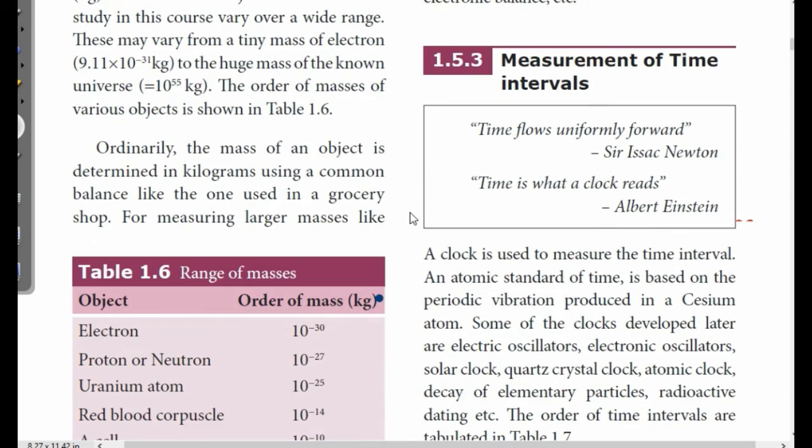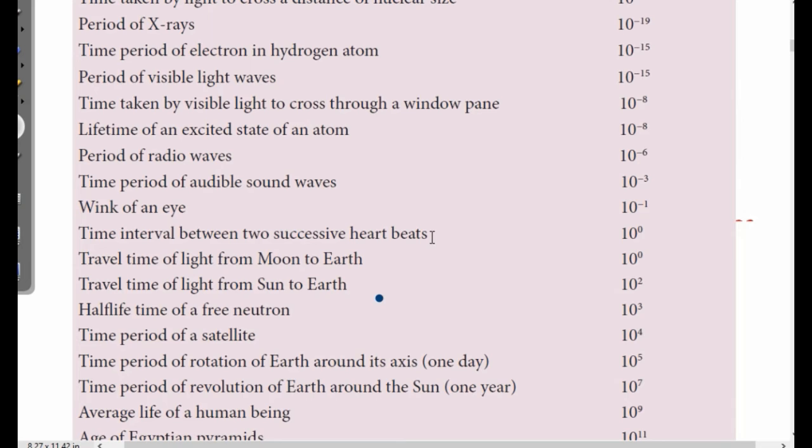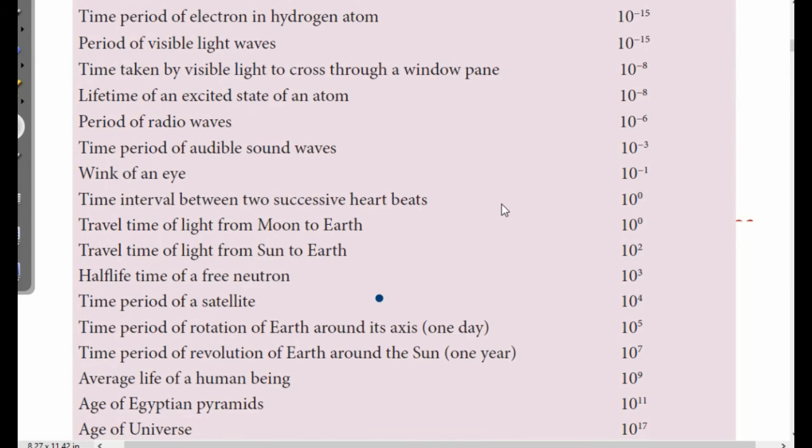Measurement of time intervals. A clock is used to measure the time interval. An atomic standard of time is based on the periodic vibration produced in a cesium atom. There are certain times which we can measure easily, like with a clock, or in a running race, or the time taken to walk 100 meters, 200 meters, a kilometer, etc.